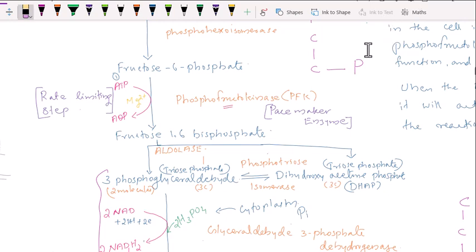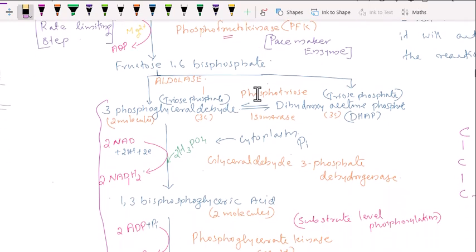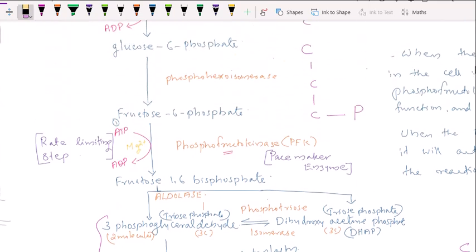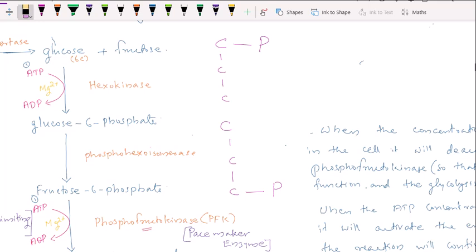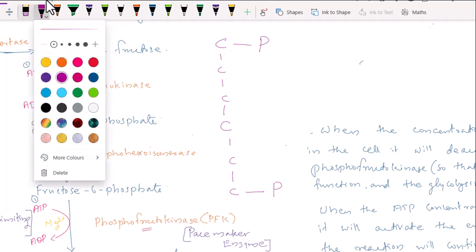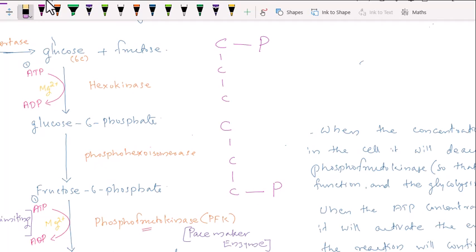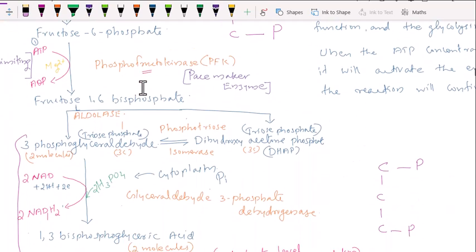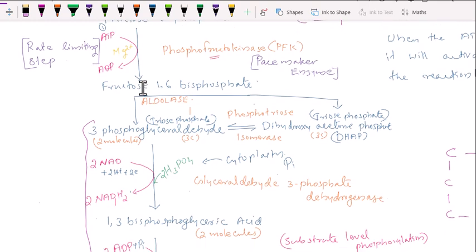Then in the next step, fructose 1,6-bisphosphate, the 6-carbon compound, is broken down into two 3-carbon compounds. We know this is a 6-carbon compound, and it splits into two 3-carbon compounds in the next step. So here the two compounds produced are 3-phosphoglyceraldehyde and dihydroxyacetone phosphate, by the enzyme aldolase.